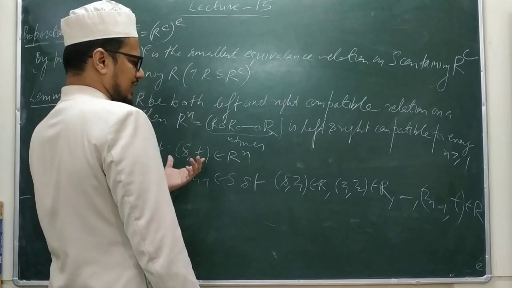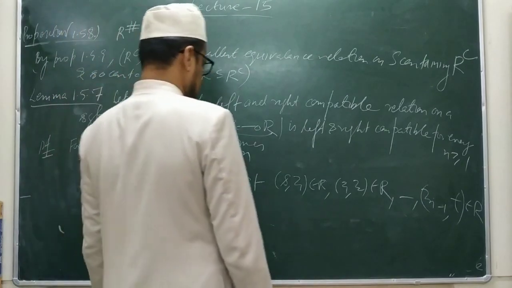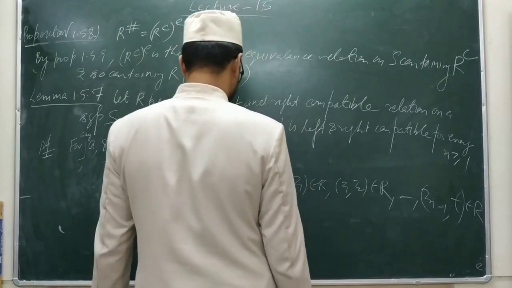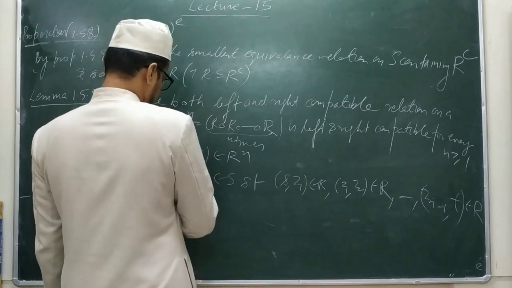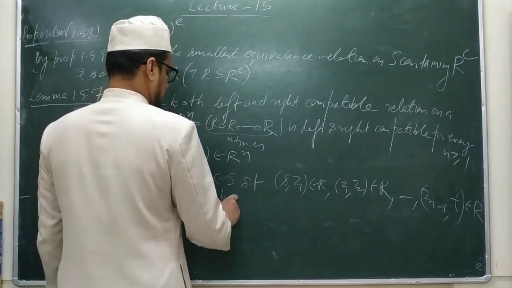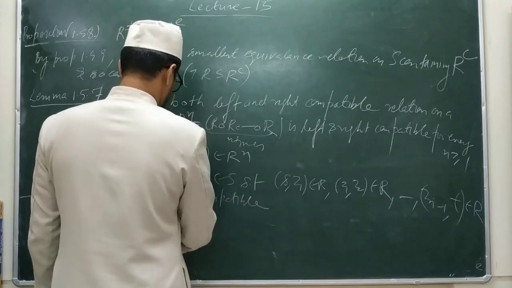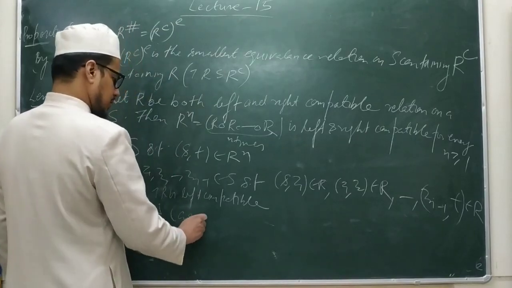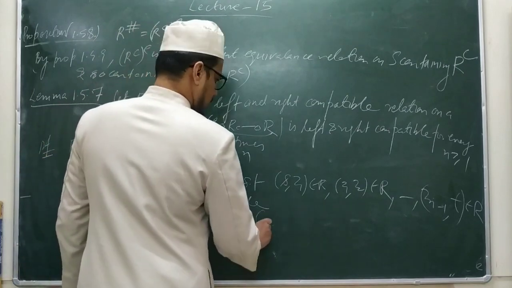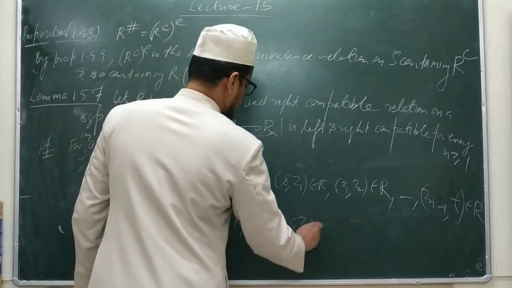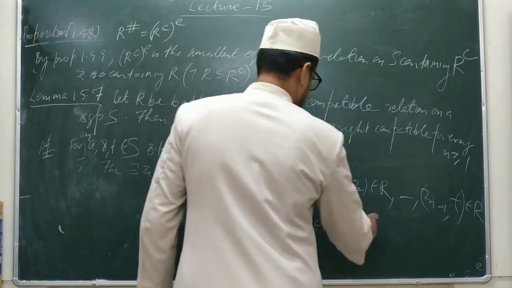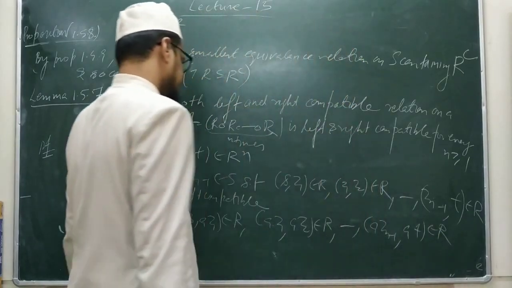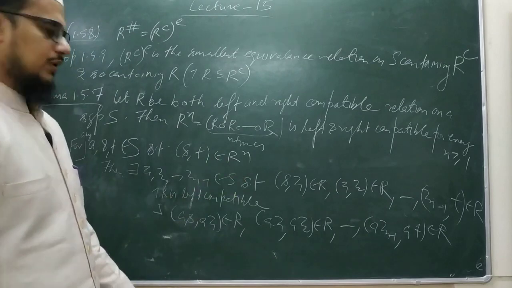Now, as R is both left and right compatible, since R is left compatible, therefore (AS, AZ1) belongs to R, and (AZ1, AZ2) belongs to R, and so on, (AZ(n-1), AT) belongs to R, correct? So all of these belong to R, correct?